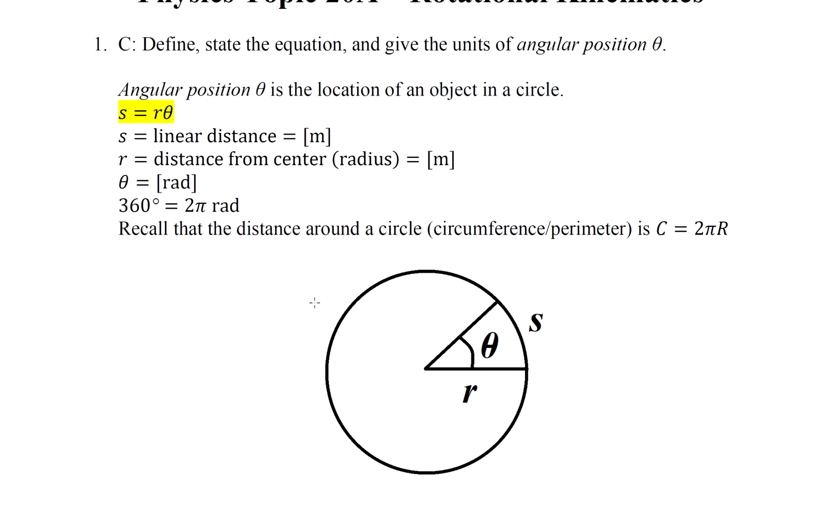So take a look at this picture. What's the distance around a circle? That's called the perimeter of a circle, or a circumference. The circumference is 2 pi r. So take a look at this yellow equation. If you let theta equal 2 pi, you have 2 pi r on the right side and the distance around the circle S on the left side. So this equation makes sense if you believe that the circumference is equal to 2 pi r.